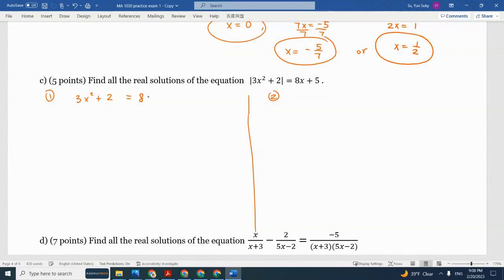Okay, and then the right hand side we get 8x plus 5. Well, now it's a quadratic equation. Move all terms to the left. We get 3x squared minus 8x minus 5, right? So subtract 8x on both sides and subtract 5 on both sides. And then we get 2 minus 5 is negative 3. Right? And then we keep going.